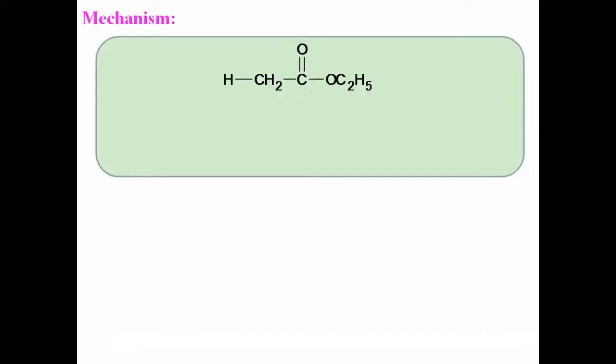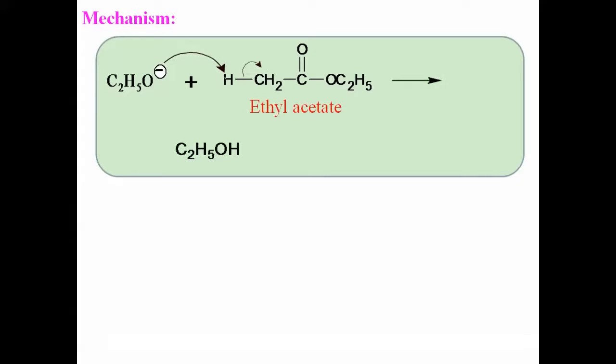This is our starting material, ethyl acetate. In ethyl acetate, I have shown one alpha hydrogen atom separately. When the ethyl acetate comes in contact with a strong base, we are using sodium ethoxide, what happens here? The strong base, the ethoxide ion, abstracts that alpha hydrogen atom, meaning C2H5O minus and that hydrogen form ethyl alcohol, C2H5OH.